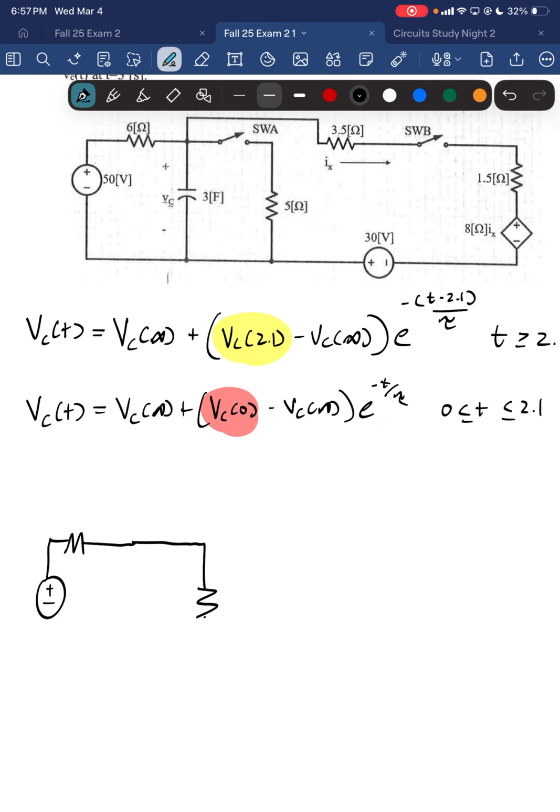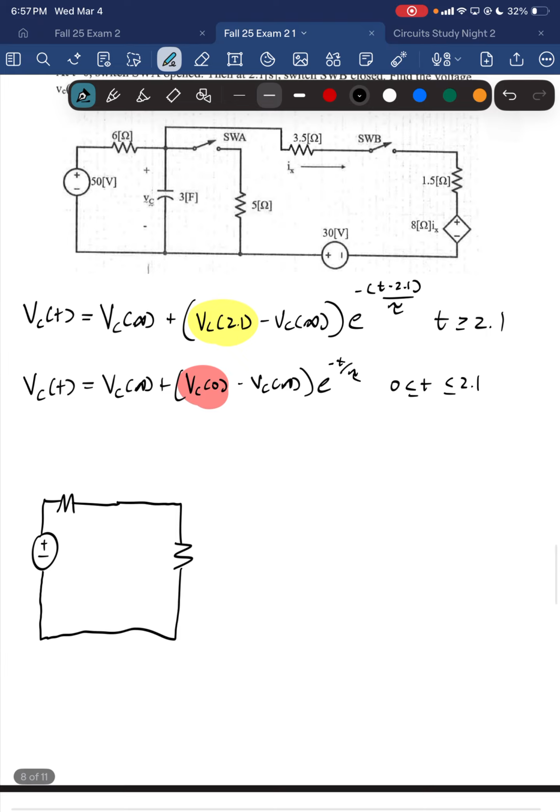With the second equation, would it be t smaller than 2.1? It actually would be inclusive, because it's the voltage across a capacitor, so it doesn't change instantaneously. So it's going to be equal for both bounds.